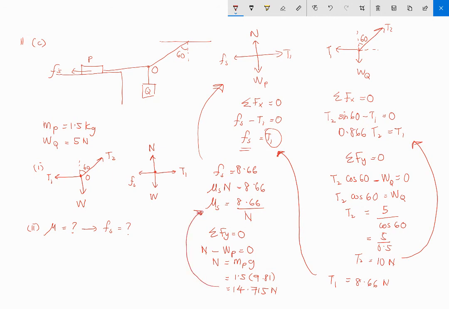Right. So masukkan balik dekat sini tadi. So you akan dapat sesama sini mu S sama juga dengan 8.66 bahagi dengan 14.715. Then you can have, kita dapat answer 0.59. Okay, mu S tak ada unit. So this is the answer. Jawapan belakang tu salah lagi lah. Okay.